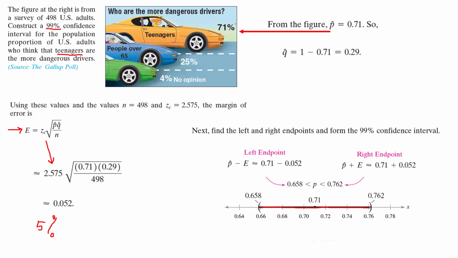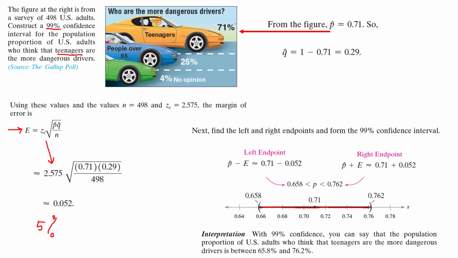dangerous drivers. What's the interpretation? With 99% confidence, we are 99% confident that the population proportion of US adults who think that teenagers are the more dangerous drivers is between 65.8% and 76.2%. So this is the algebra behind it.